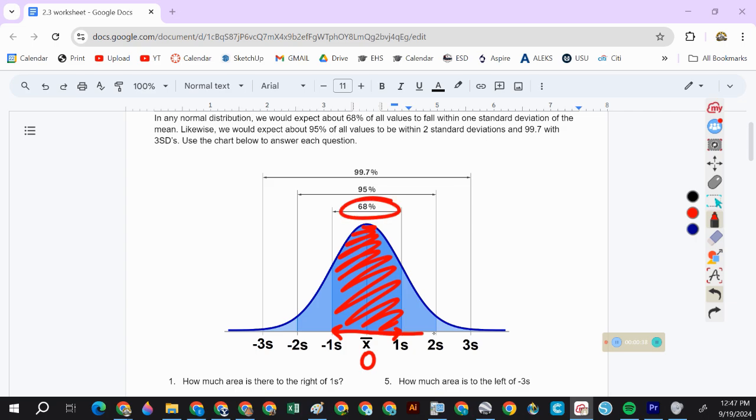If we go 2 standard deviations to the right and 2 to the left, we should get 95%. And if we go 3 to the right and 3 to the left, then we should get 99.7%. This has a very well-known name. It's called the 68, 95, 99.7 rule.